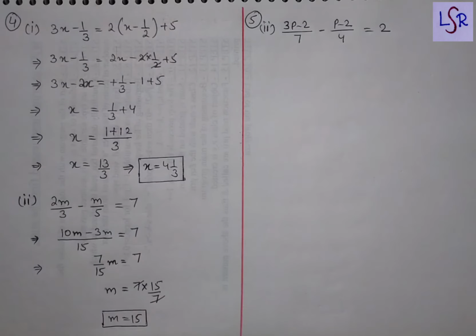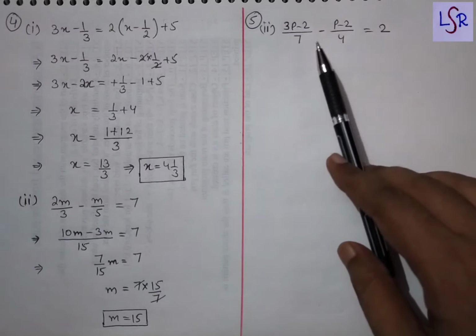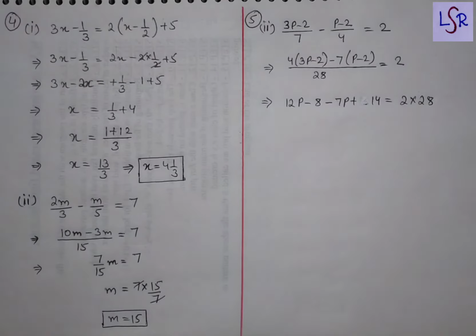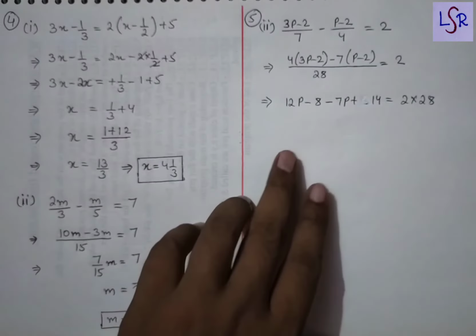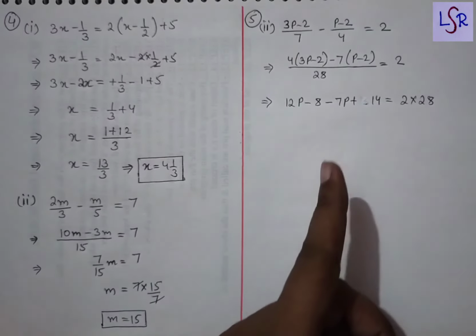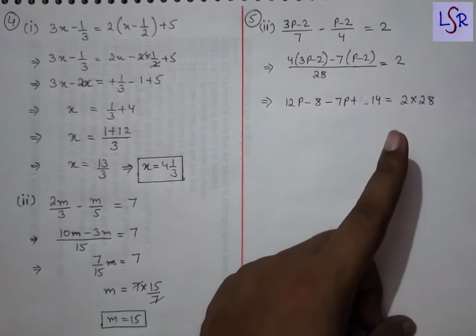Here we are having in LHS (3p minus 2) upon 7 minus (p minus 2) upon 4 equals to 2. Very first of all, we are going to take the LCM on this side and solve it. Now on opening a bracket over here, we have got 4 into 3, 12. 4 into minus 2 we have got minus 8. Then minus 7 into p we have got minus 7p. Then minus 7 into minus 2 we have got plus 14.